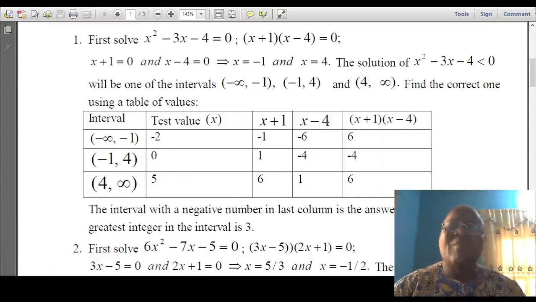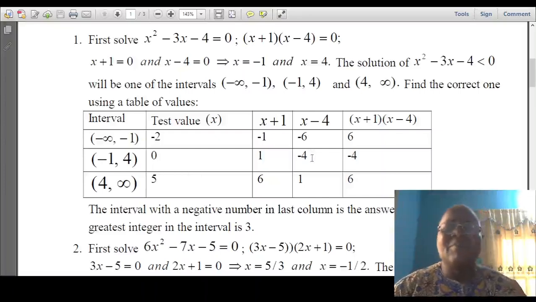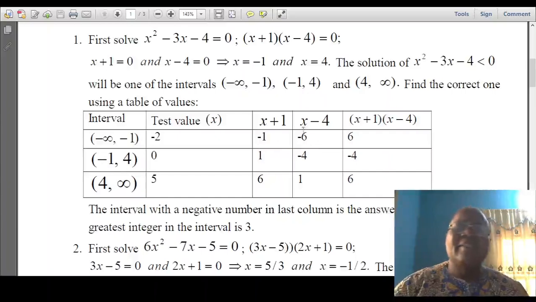What of x minus 4? If x is minus 2, it becomes minus 6. If x is 0, it becomes minus 4. And if x is 5, it becomes 1. If you multiply these two values on these columns, minus 1 times minus 6 becomes 6. 1 times minus 4 becomes minus 4. 6 times 1 becomes 6. That is under the product x plus 1 into x minus 4.